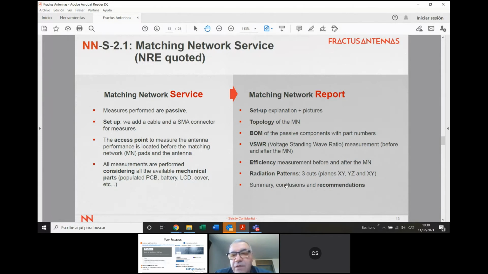Remember that all of our antennas are omnidirectional, so you will get the radiation in the different planes, assuming that the antennas are omnidirectional. Okay, and we also add a last slide with summary, conclusion, and recommendations for next designs. Okay, remember, this is the matching network service with a real measurement. Okay.